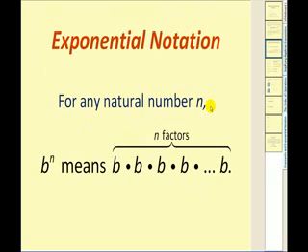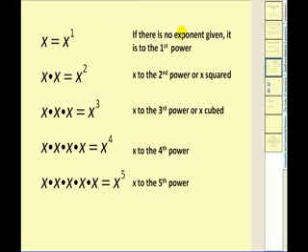In general, for any natural number n, b to the nth power, or b to the power of n, means b times itself n times. So there will be n factors of b. Here are several examples of exponential notation. This first one states, if there is no exponent given, it is to the first power. Here we have x to the second power, or x squared. Here we have x to the third power, or x cubed, x to the fourth power, and so on.